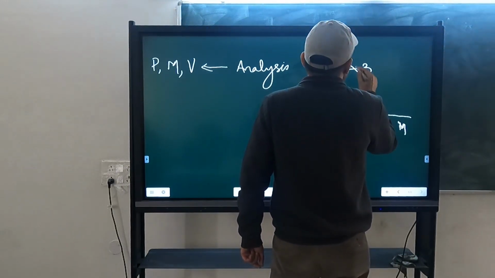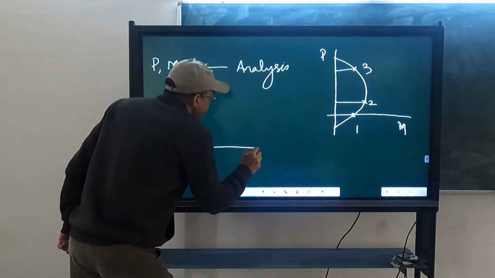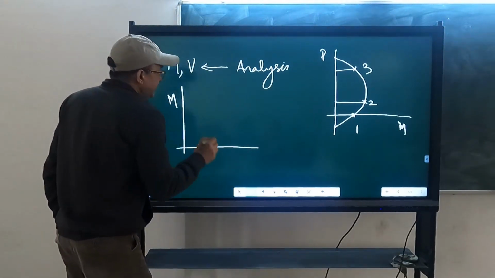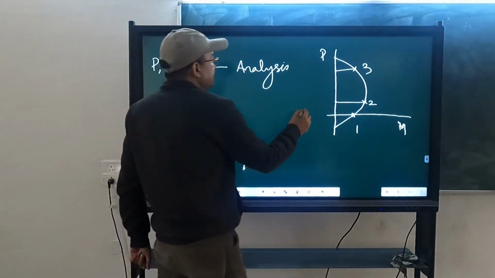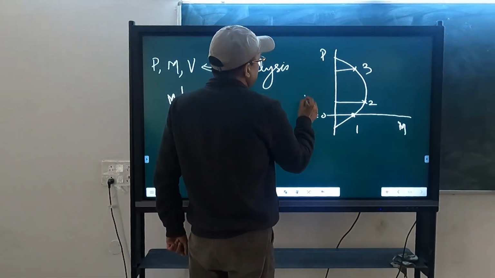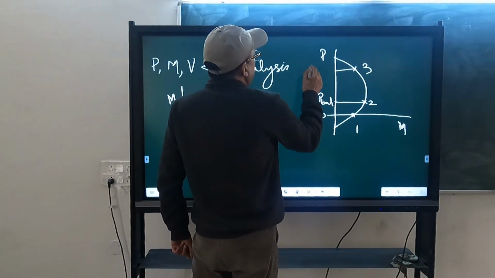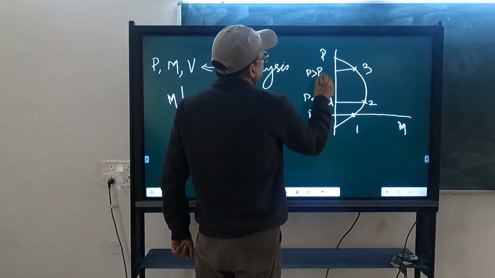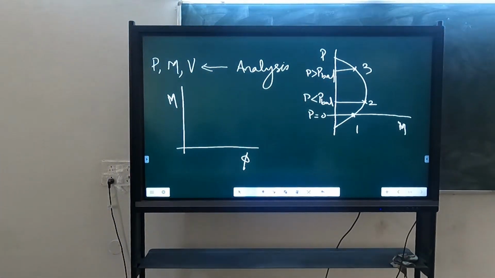These are the 3 points on the PM interaction curve. Can you plot the qualitative M-phi curve corresponding to these 3 conditions? One is P equal to 0. Second case, P is less than P balance, and third, P is greater than P balance. Can you plot the M-phi curve? How will it look?